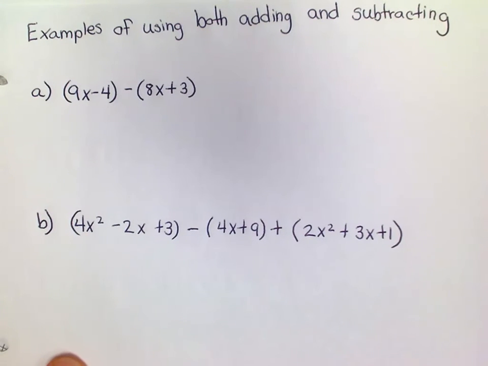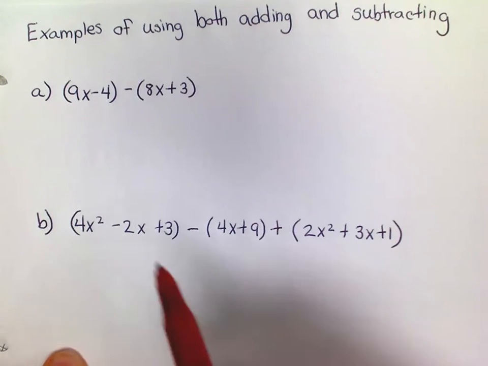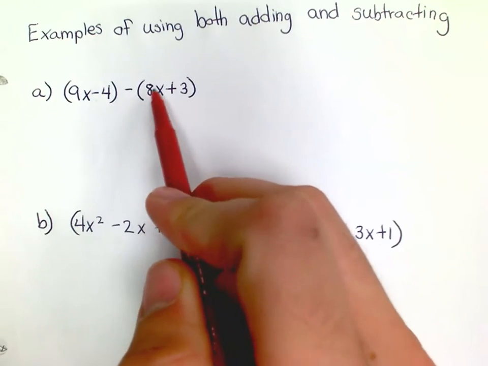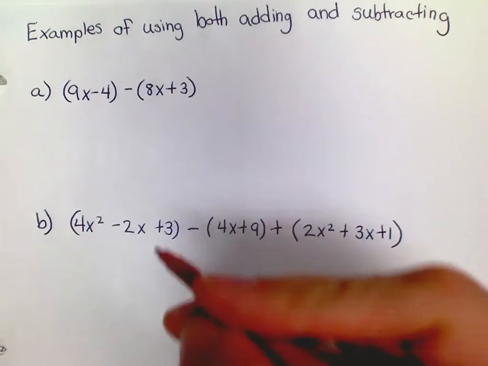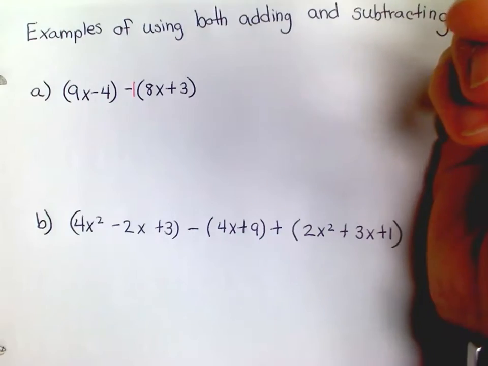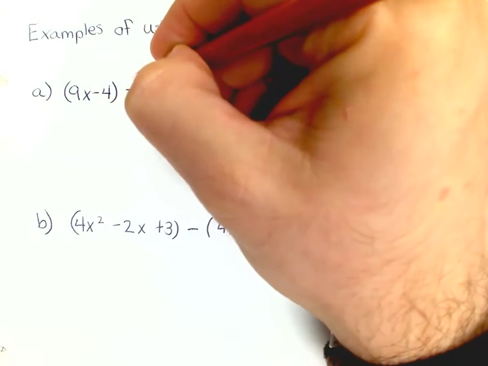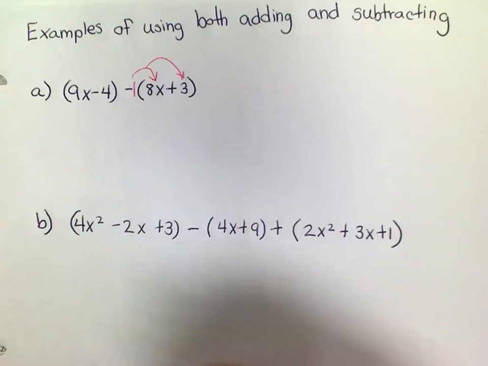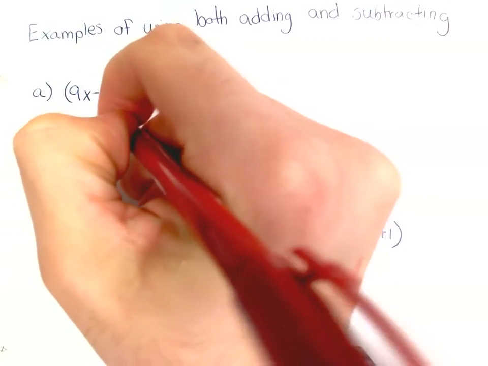Okay, so for example A right here, we have 9x minus 4 minus the term 8x plus 3. As we did before, look at that, it's minus 1 out in front. We want to distribute to everything inside the parentheses. That's how we're going to change the signs. So let's bring the first term on down, 9x minus 4.